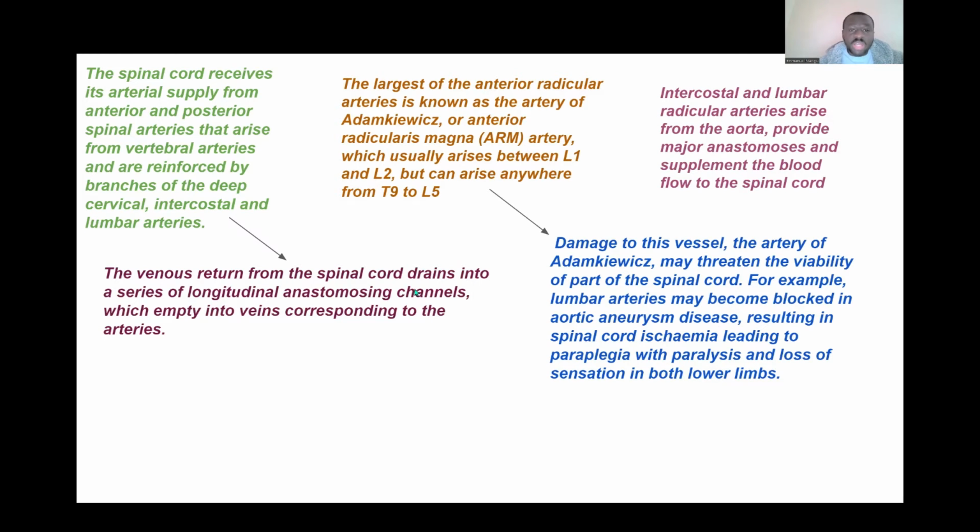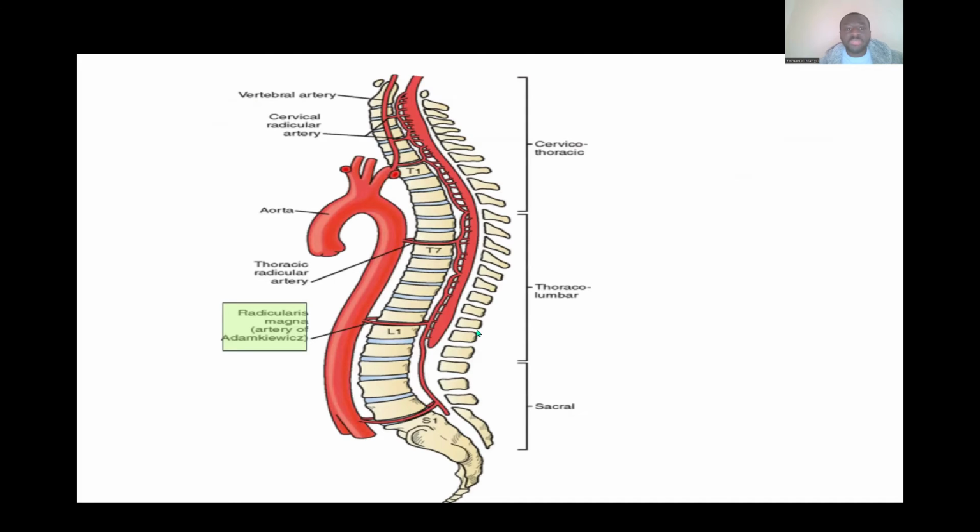Venous return from the spinal cord drains into a series of longitudinal anastomosing channels, which empty into veins corresponding to the artery. So we'll get to see a slide that shows us what the venous network of the spine looks like. We'll see venous plexuses, both internal and external vertebral plexuses. We'll get to see that shortly.